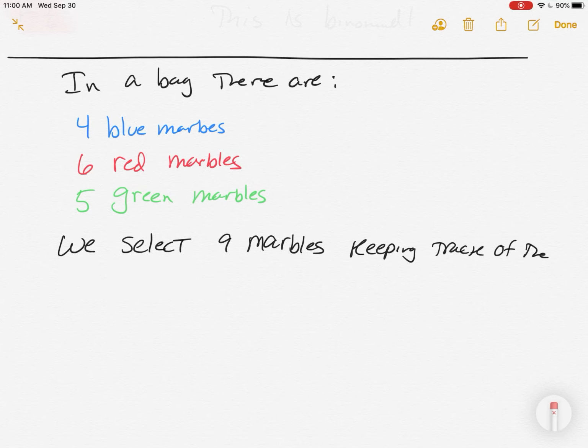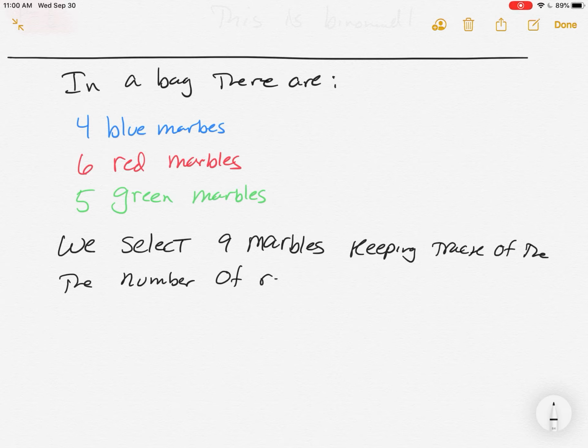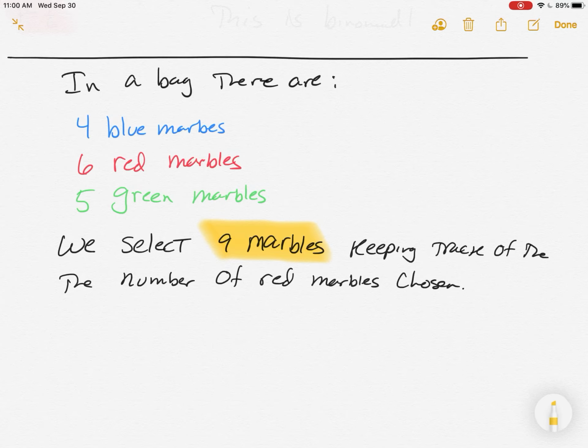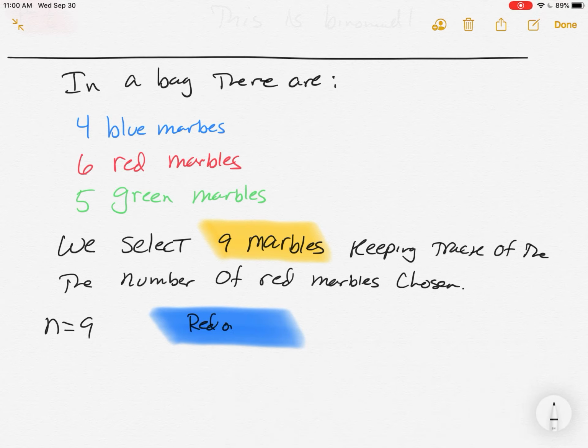We select 9 marbles, keeping track of the number of red marbles chosen. Awesome. Have we fixed the problem? Seems like it, right? That's what worked for the thing. 9 marbles. N is equal to 9. We have a fixed number of trials. As we go in and select a marble, what are the outcomes? The outcomes are red or not red. Well, that's only 2.